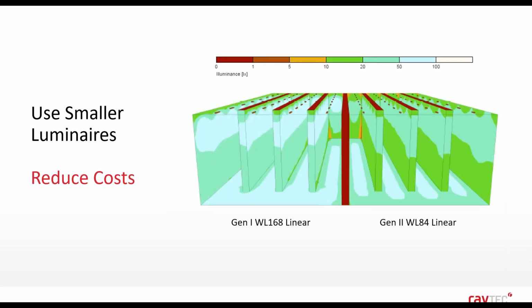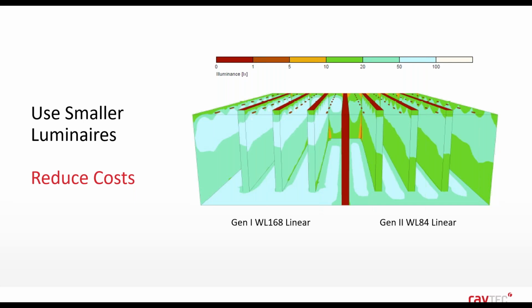And lastly, on this section, the performance and the optics can even mean it's possible to utilize a smaller linear product than you might have done previously with Gen 1. Here we have two identical designs, this time in a warehouse type application. We're trying to illuminate the aisles between the racking that you can see. On the left is a Gen 1 luminaire, the WL168 size, which is a traditional 4-foot or 2x36 watt fitting. And on the right is a Gen 2 linear, but actually a smaller WL84, equivalent to your traditional 2-foot fitting or a 2x18 watt.